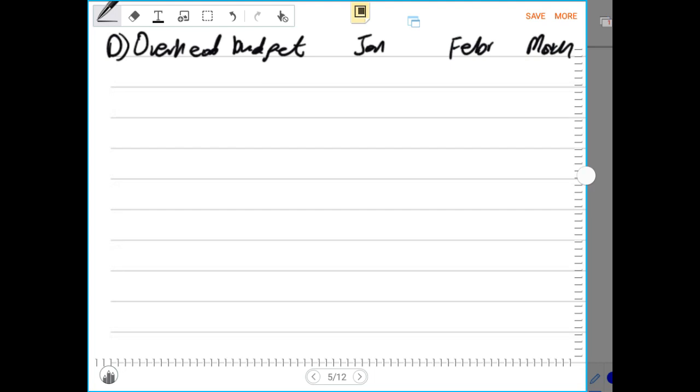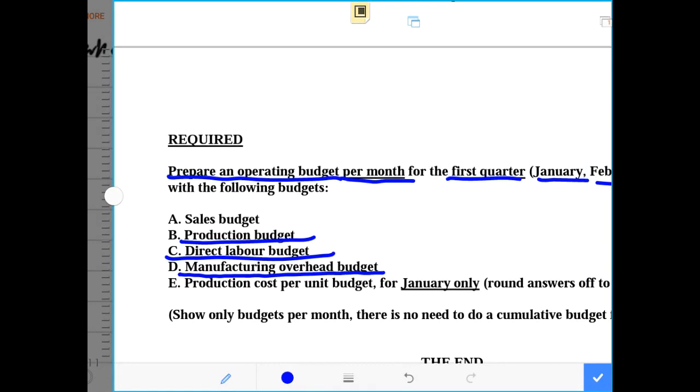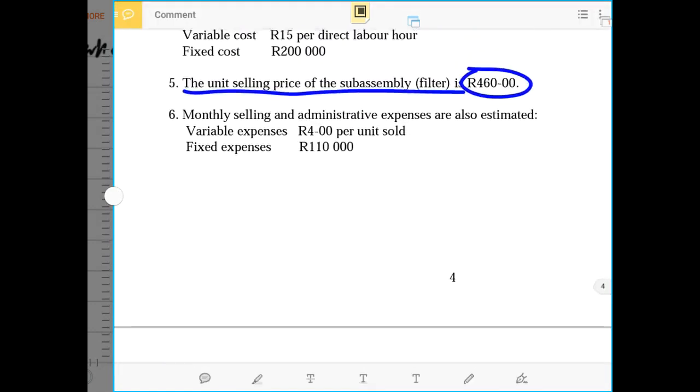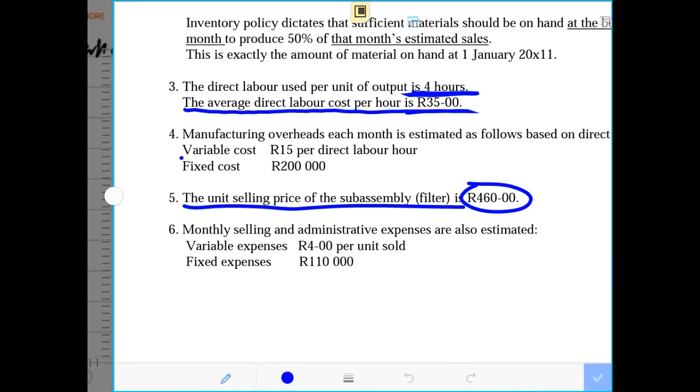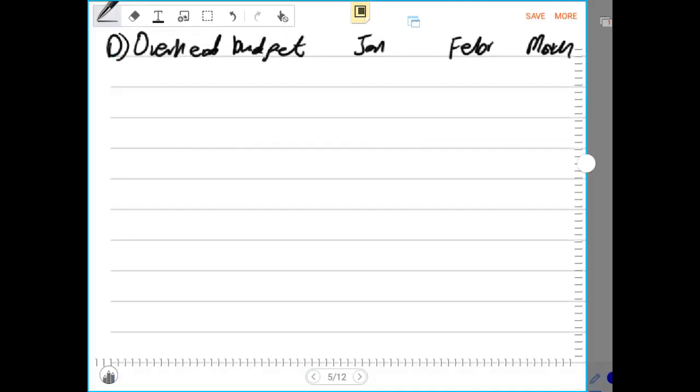And we start with the number of hours. Why do we start with the number of hours? It is because our overheads are based on direct labor hours. Our factory variable overheads, which is variable cost, is 15 rand per direct labor hour. That means we need to know the total direct labor hours, and we multiply that by 15. Then that will give us total variable overhead cost. Then after we add the fixed cost of 200,000, that will give us the total of our overheads. So now let us go in that same note.